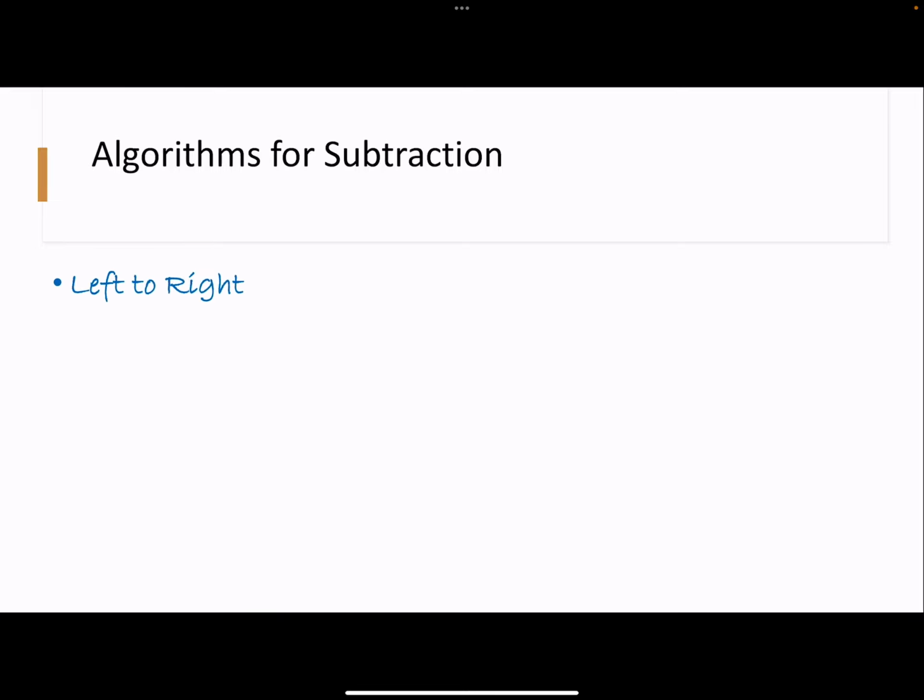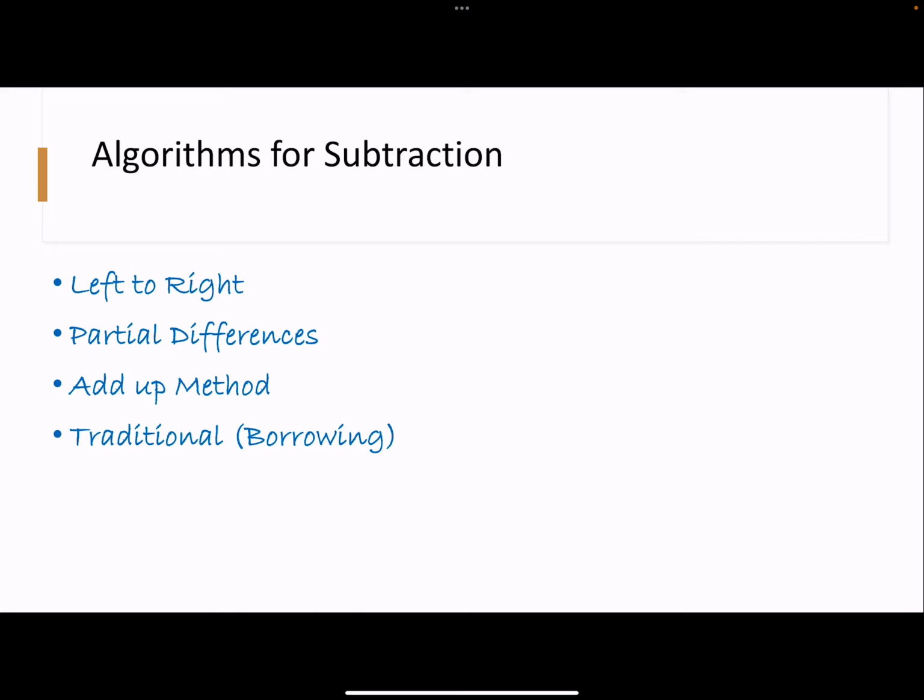Let's talk about the different algorithms that you're going to be teaching your elementary students. There are 4 specific algorithms that we want to cover in this lesson today. We're going to talk about the left to right algorithm for subtraction, partial differences, the add-up method, and of course our traditional subtraction algorithm in which we borrow in order to subtract.